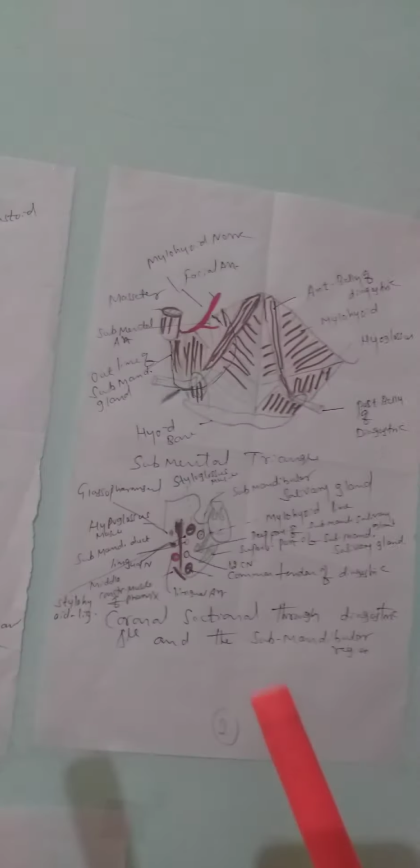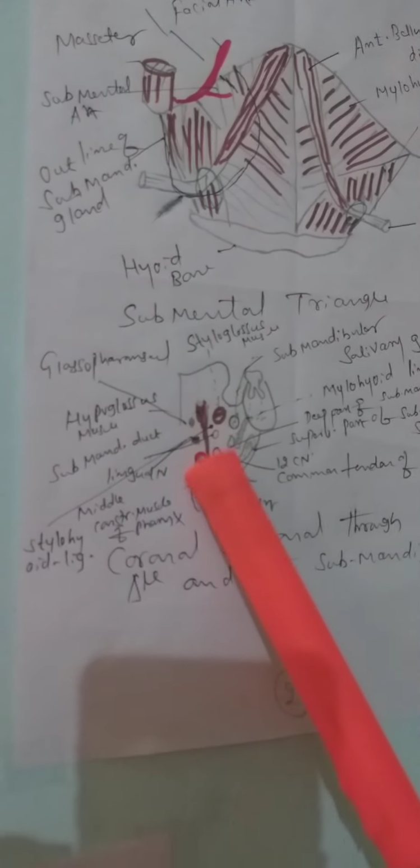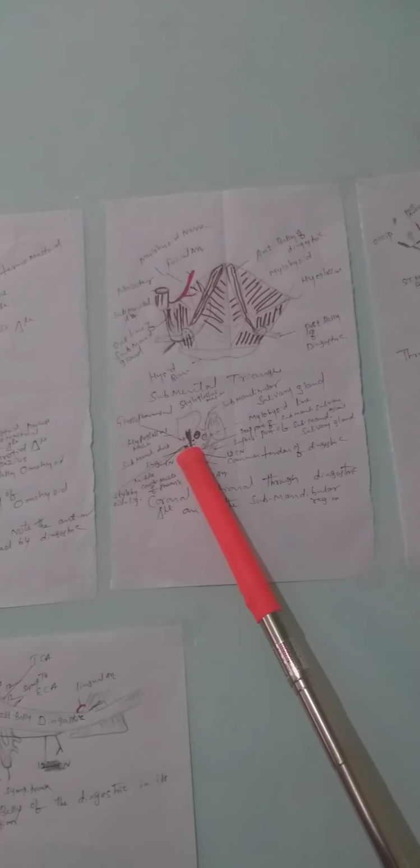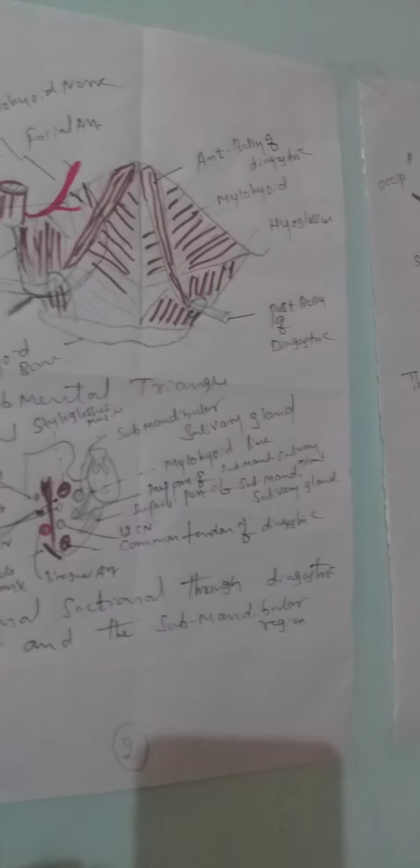When you see the cross section of the submandibular triangle, you can see these structures here. In the coronal section, you can see the deep part of the submandibular gland and the superficial part of the submandibular gland. You can see here the submandibular duct. You can see the lingual nerve here. And these are the submental triangle.